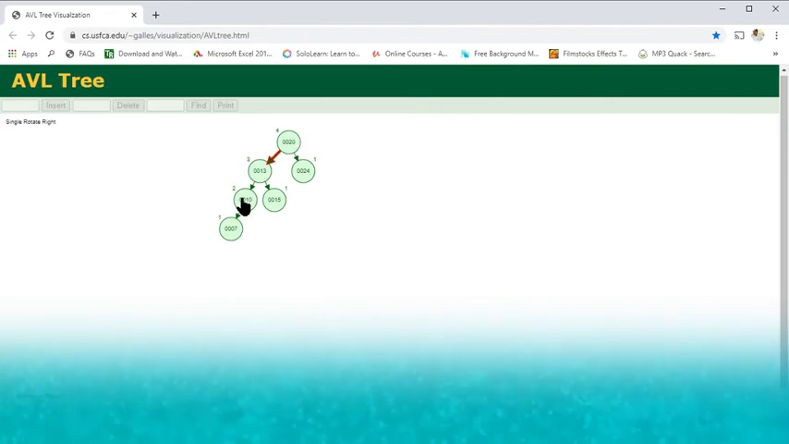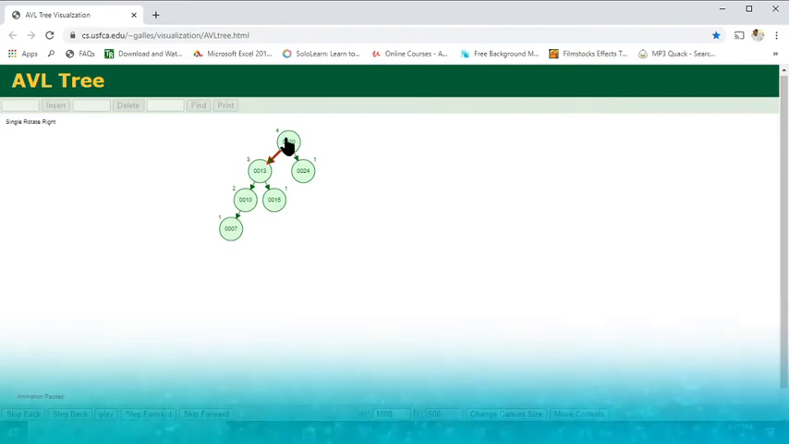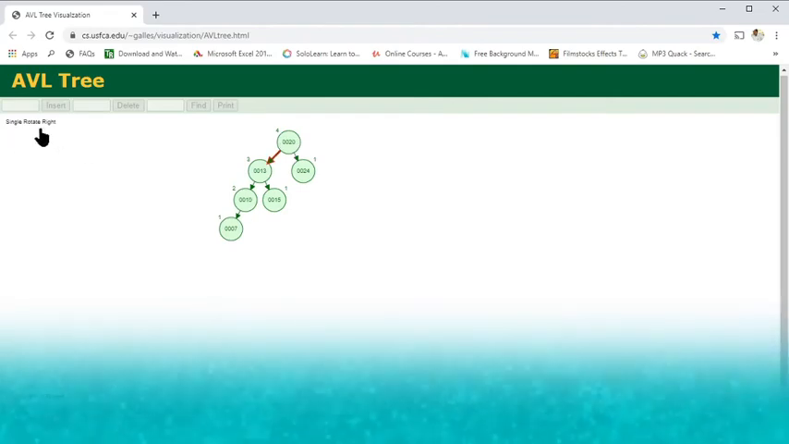So if everything is in the left side, we go for single rotation, and we make a right rotation. So if I make a right rotation, 20 comes down, 13 will go to the root, and 10 will be the left side. So 13 will be the root, 10 at the left, 20 at the right.